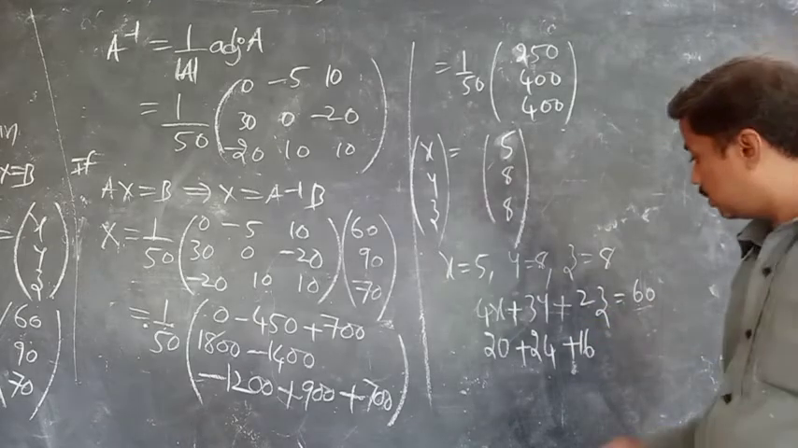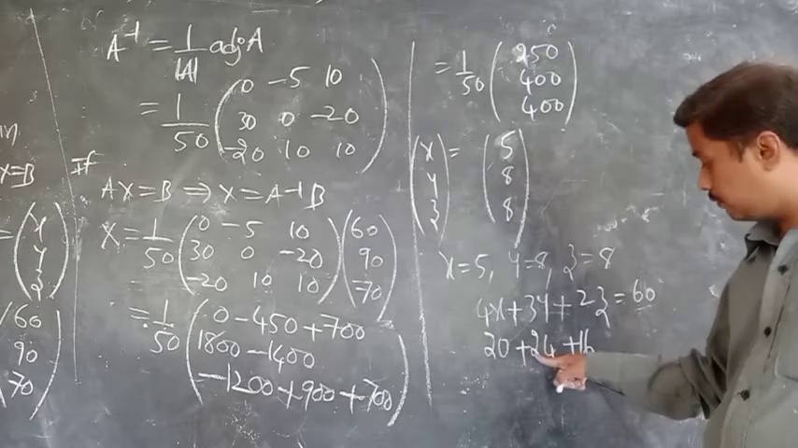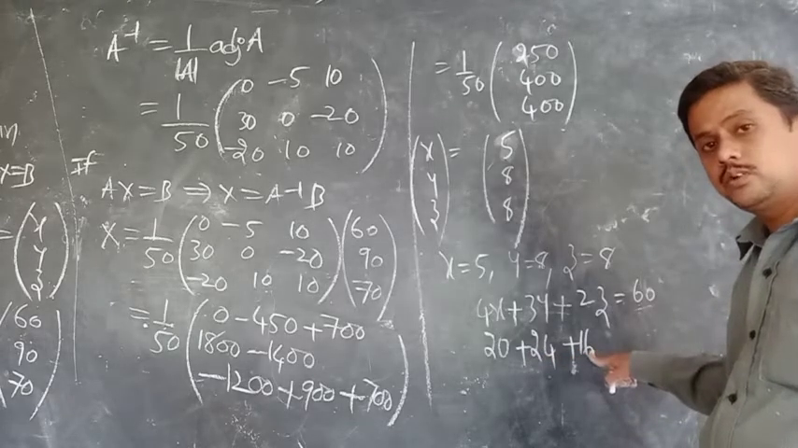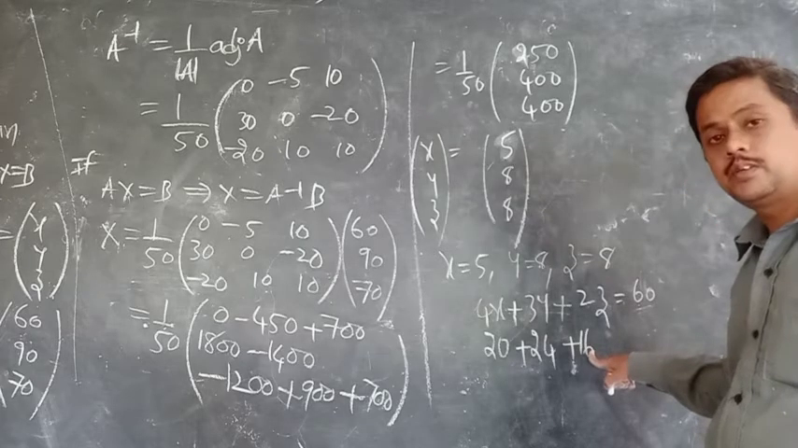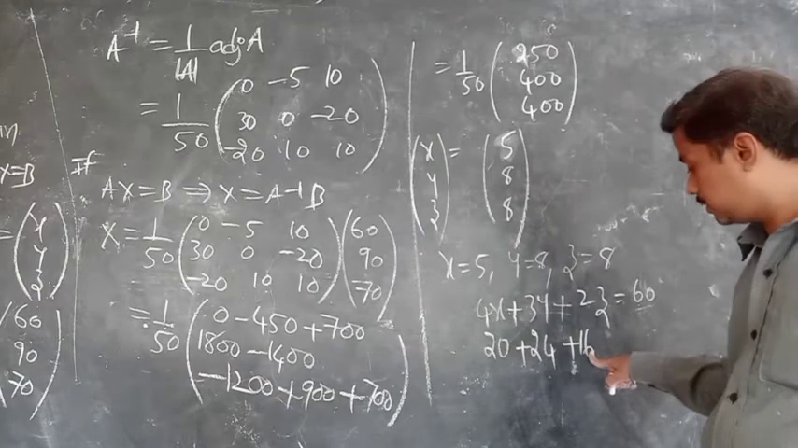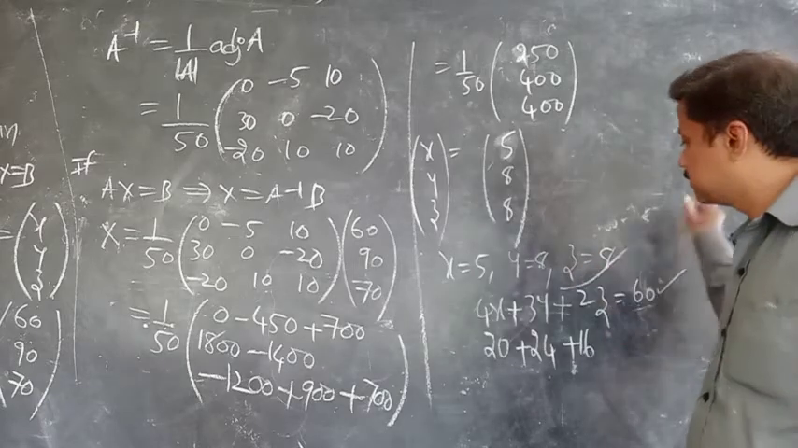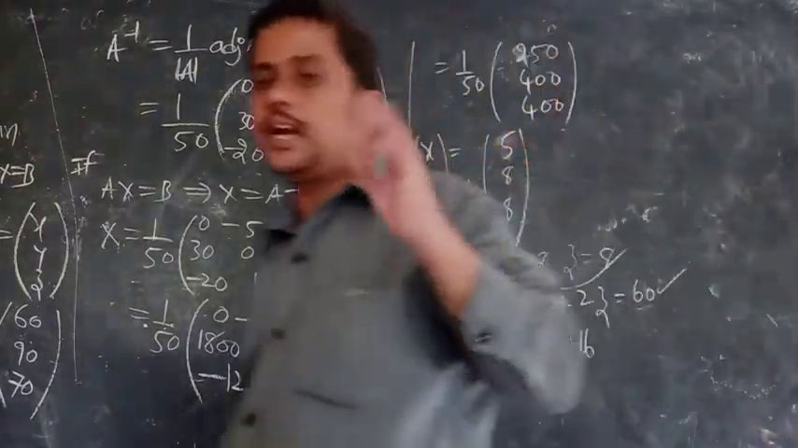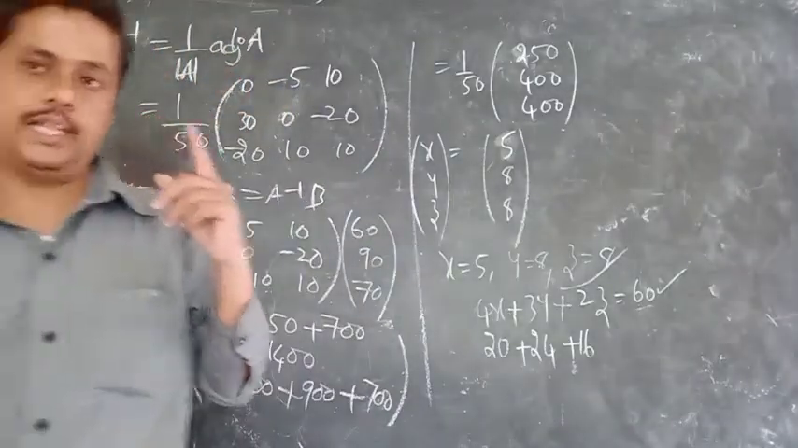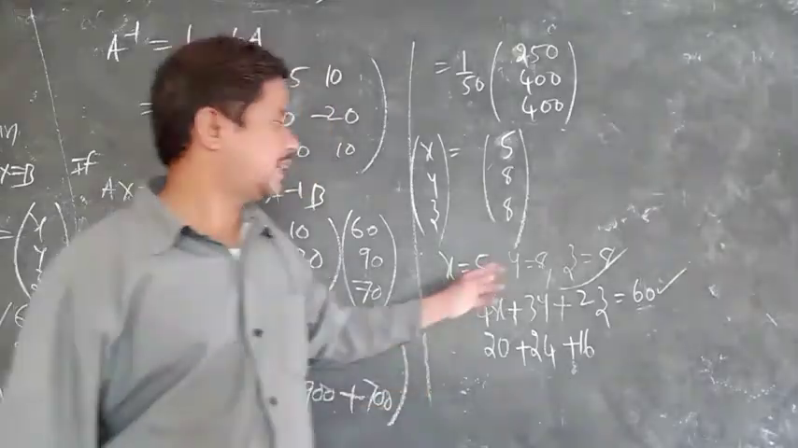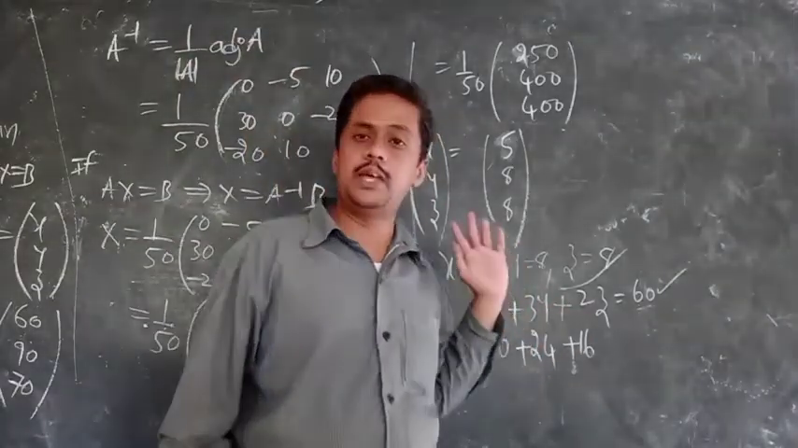So 20 plus 24 is 44, 44 plus 16 is 60. So this is right. Like that, first you have to verify. Lastly, you have to verify like this. If the answer is correct, the verification will be correct.